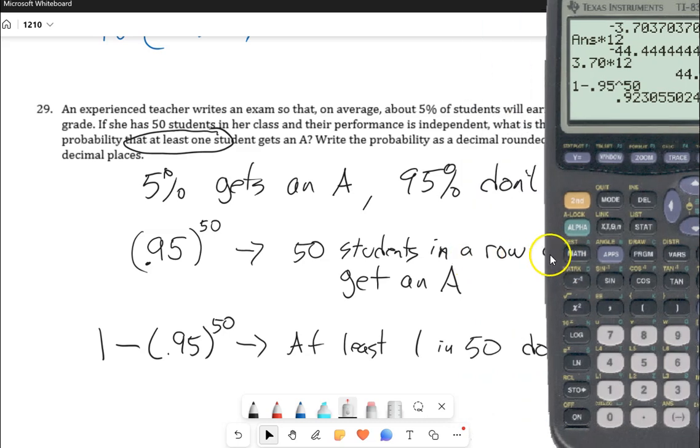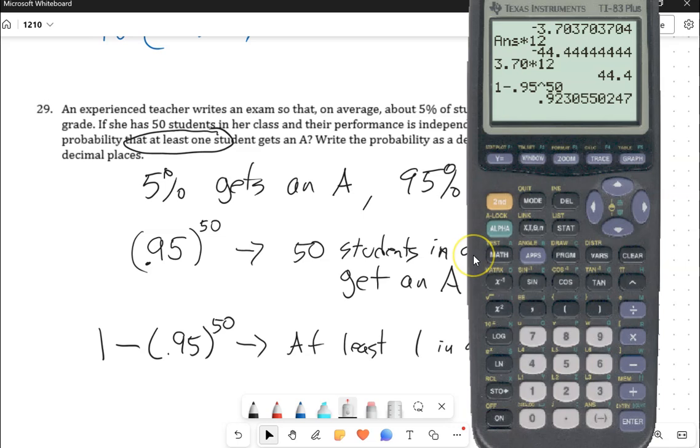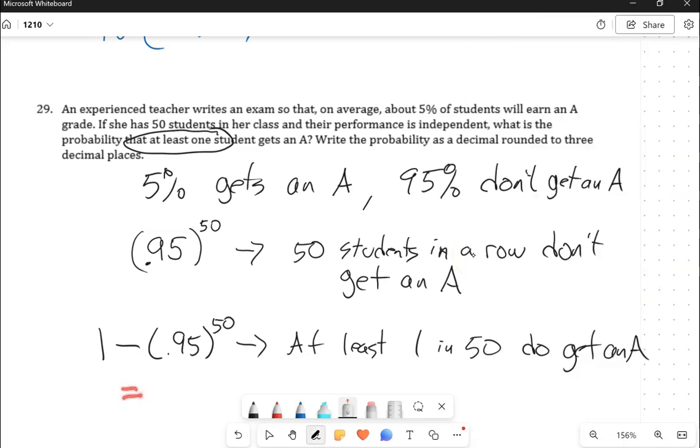The answer is a probability, just a decimal, not a percentage, 3 decimal places, 0.923. There we go.